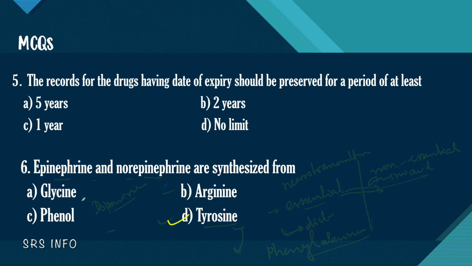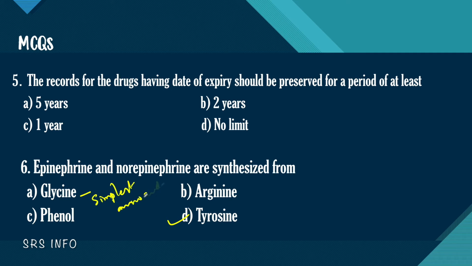And what about glycine? Glycine is one of the simplest amino acids, and this is also a non-essential amino acid, which is produced from serine. Serine is the amino acid from which glycine is produced, and glycine is an inhibitory neurotransmitter.